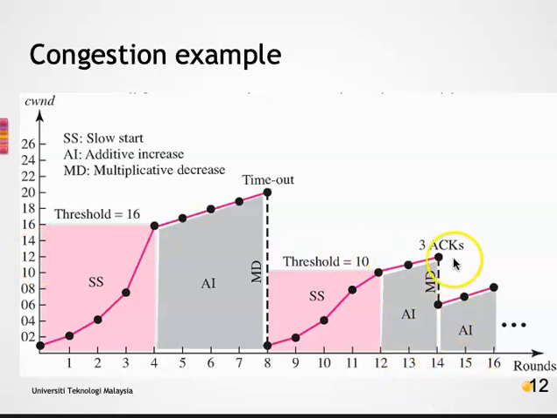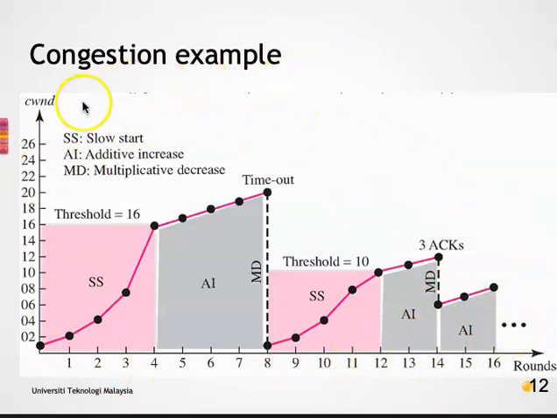round 14. So what happens next is the congestion window size will be decreased by half of the current window size. So half of 12 means it goes back to 6, before it will start the congestion avoidance phase again, where the congestion window size will be increased by 1. I hope you understand that this is basically what happened in this congestion example.